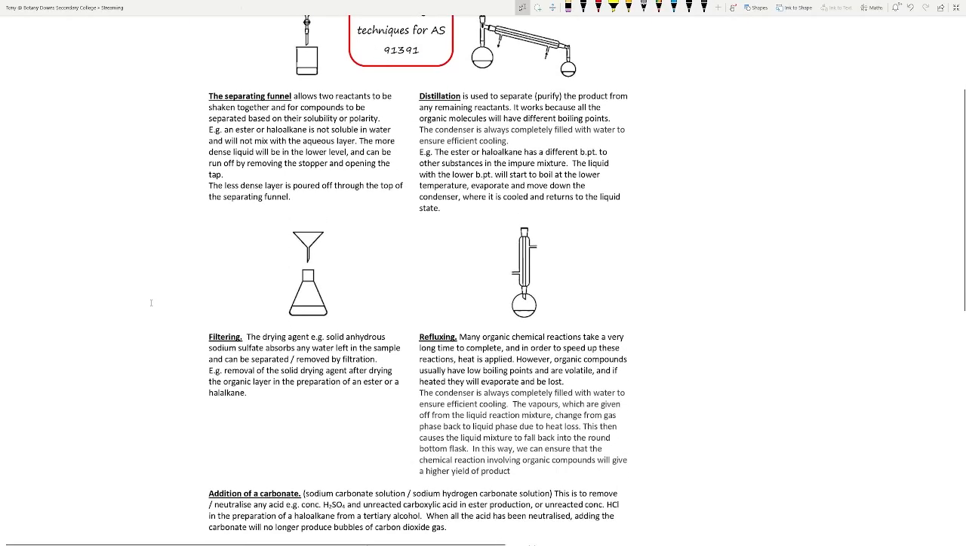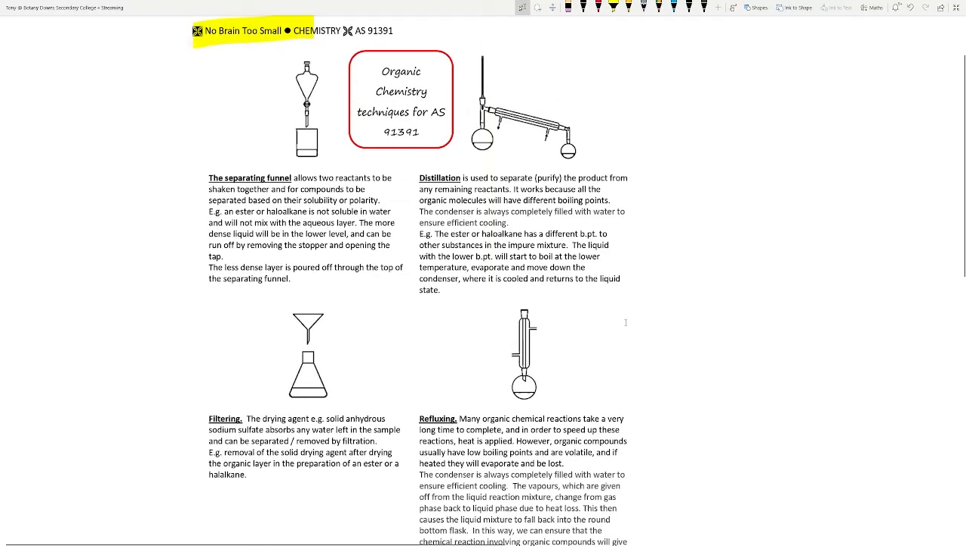So I'm just going to go through some of the experiment techniques that you actually use, not even just at high school, but at university as well. Let's just go through them in order.